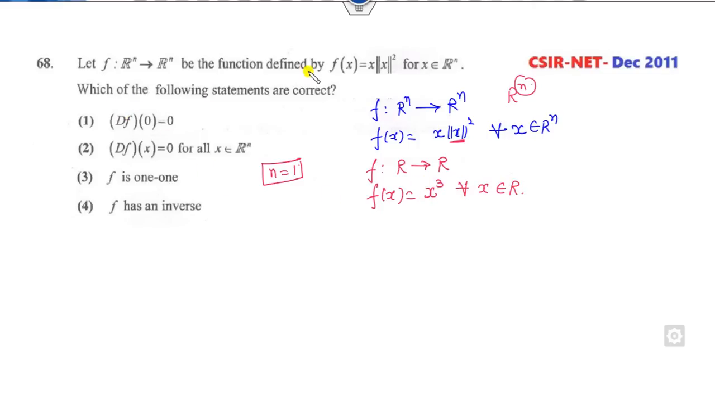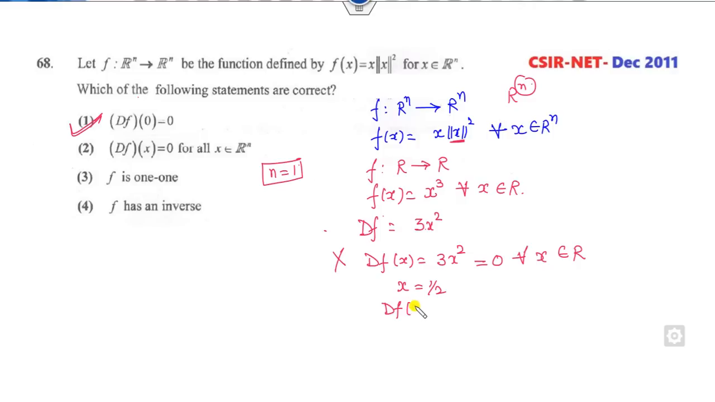D of f, D is my derivative. What is the derivative of this? 3x square. Now d of f at 0 is 0. That's a correct statement. But what is d f of x? Is it 0 for all x in R? No. If I take x is my 1 by 2, then clearly this is non-zero. So this option is cancelled out.